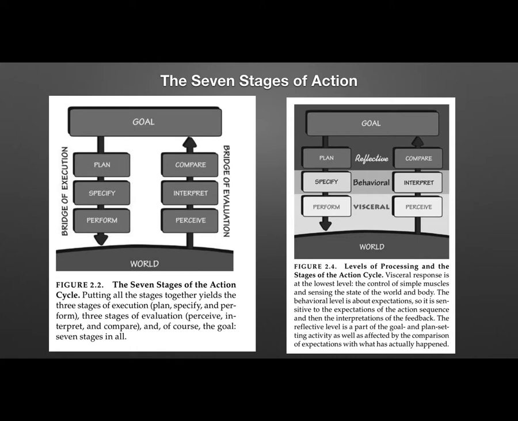And so we can elaborate on that a little bit more. He's got this 7-stage model of how this is working. You come from your goal, and when you execute, you plan, specify, and perform the action. Then you look at the world, perceive what's happened, interpret that, and compare that to the state you were hoping to reach.